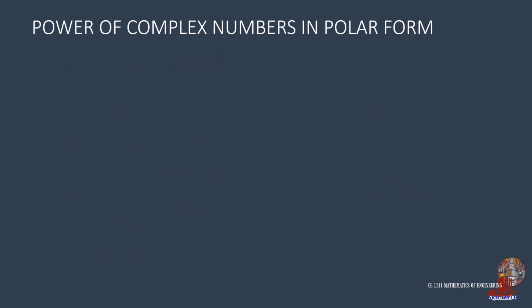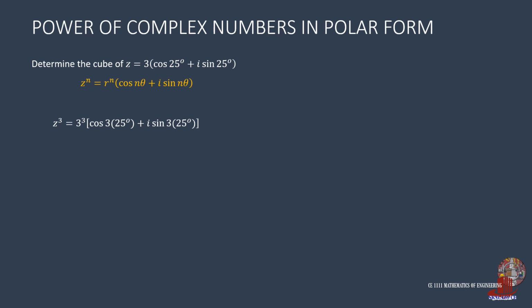Let's show some examples using the theorem. Determine the cube of 3(cos 25° + i sin 25°) using De Moivre's theorem. z^3 is the cube of 3 times the cosine of 3 times 25 degrees plus i sine of triple the angle 25 degrees. z^3 is then 27 times (cos 75° + i sin 75°).